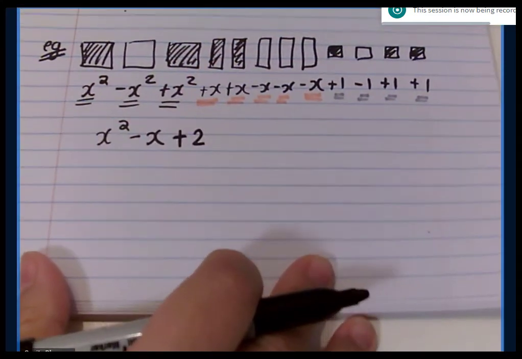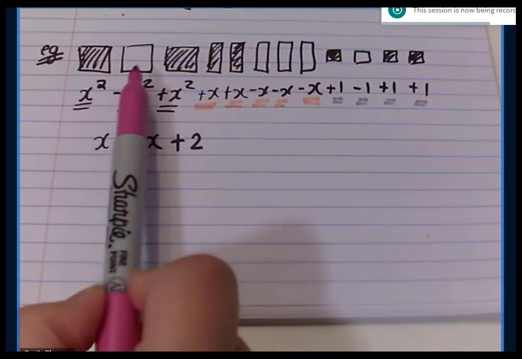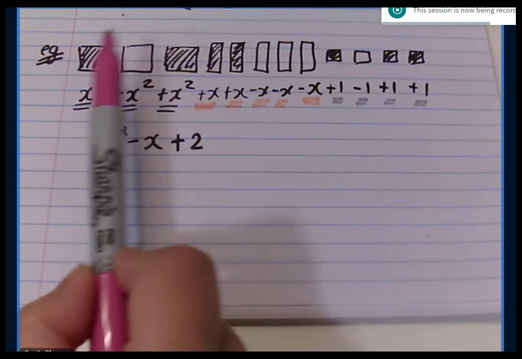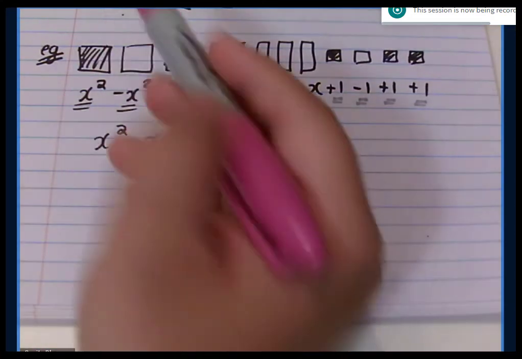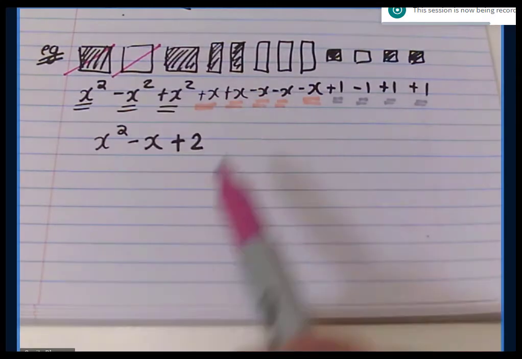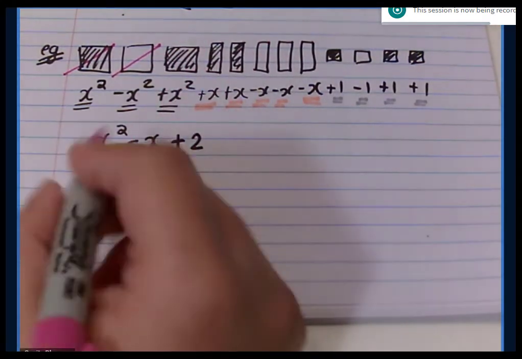All right, so that's the one method you can use, is write them all out and then figure out the equation. The other method you could use here is by canceling out tiles. So if you have a plus and a negative, same tile, those are going to cancel out because a positive and negative cancel out and you get 0. So positive and negative, that cancels out, and we're just left with a positive x squared.